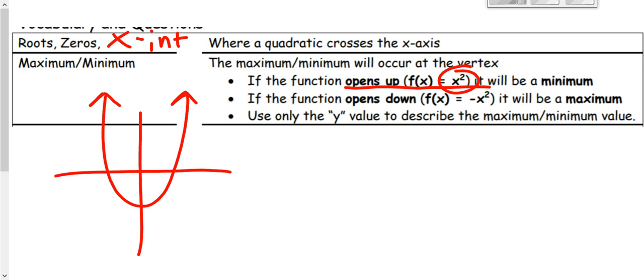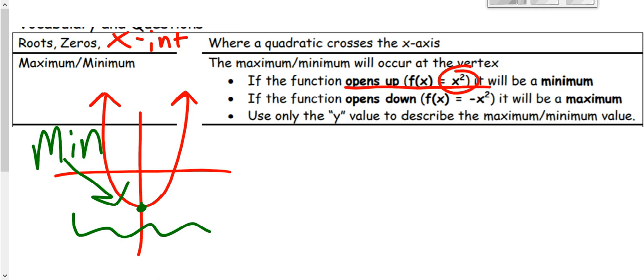Okay? And the reason why this is a minimum is because if you look at your vertex down here, our vertex, that is the lowest possible point on this graph. There is nothing below that vertex, and so the vertex is a minimum. Okay? Remember, we're looking at the vertex when we're talking about a maximum or a minimum.